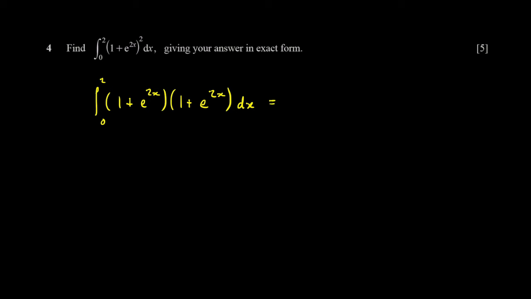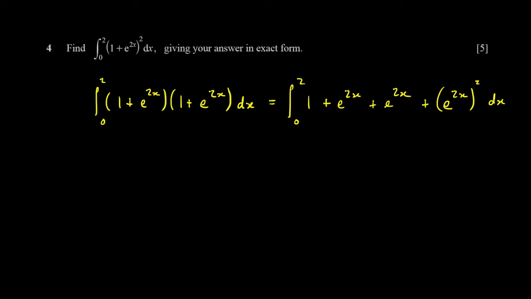So if I've got 1 times by 1, that will give me 1. 1 times by e to the 2x is e to the 2x. And another 1 times by e to the 2x is an e to the 2x. And then I've got e to the 2x times by e to the 2x. So I'll write that out as e to the 2x squared, right, dx.